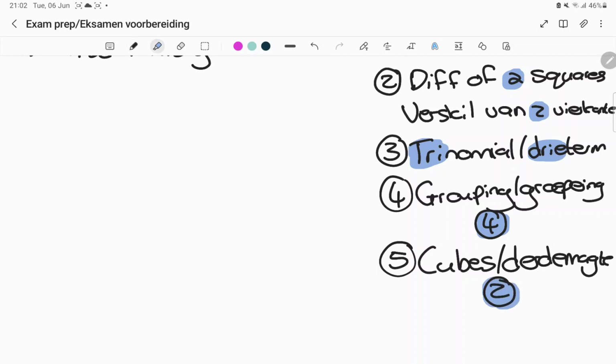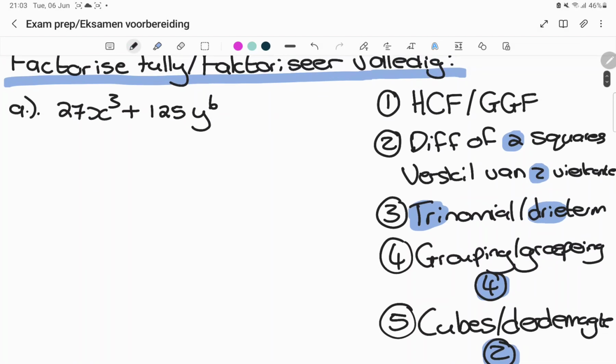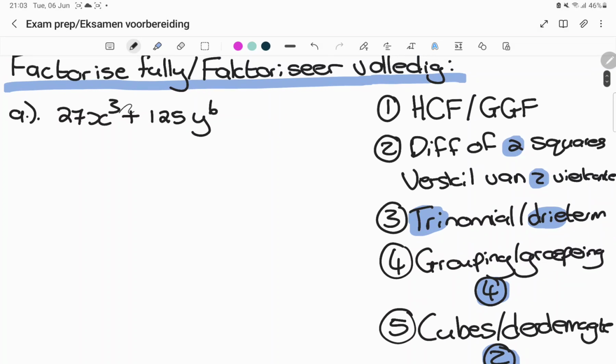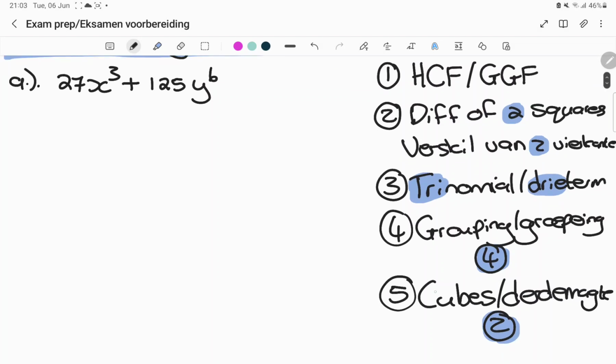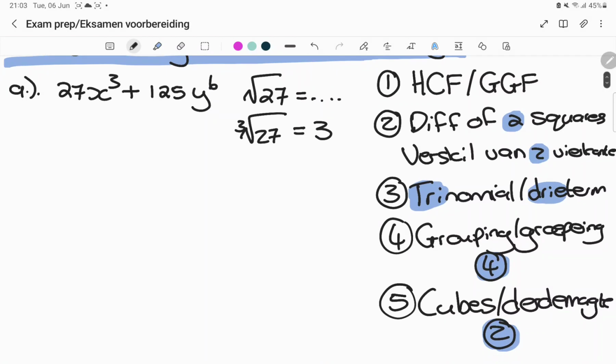So if I can give you a hint for your test, before you try and factorize, always check how many terms you have. Alright, because that will give you an indication of what method to use. So looking at the example I have here at question A, I can see that I have 2 terms. So it either has to be the difference of 2 squares, or it has to be a cube. Alright, now we know that root 27 is not a perfect square. However, the cube root, jou derdemag wortel of 27 is perfect. It will give me an answer of 3. Alright, so we know that this is method 5.